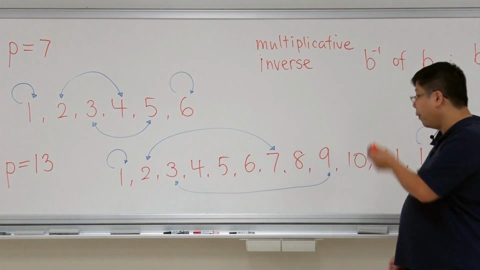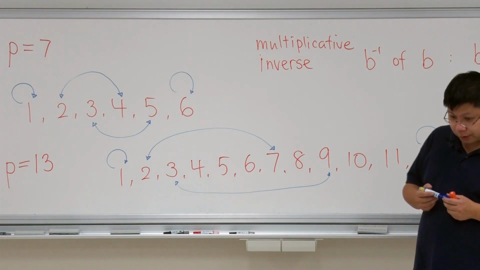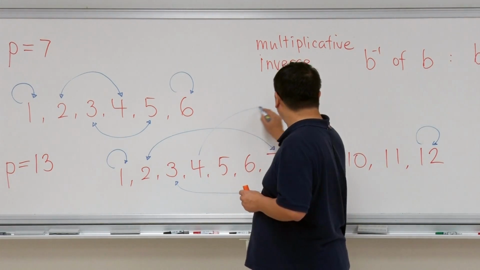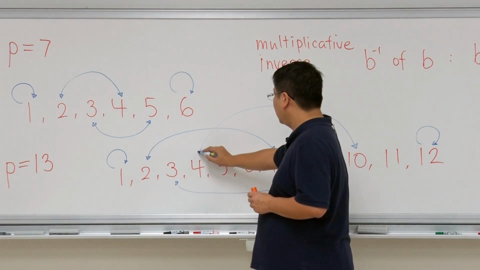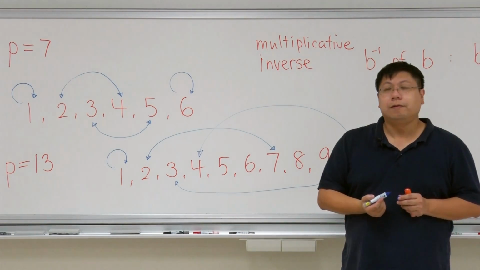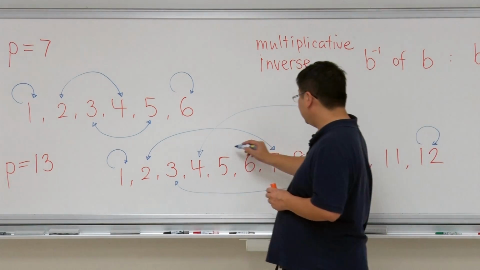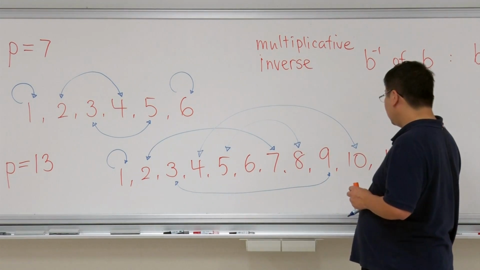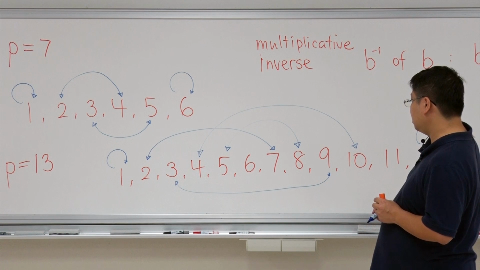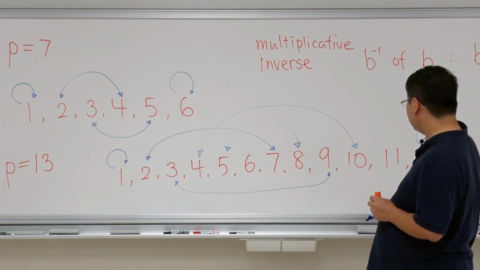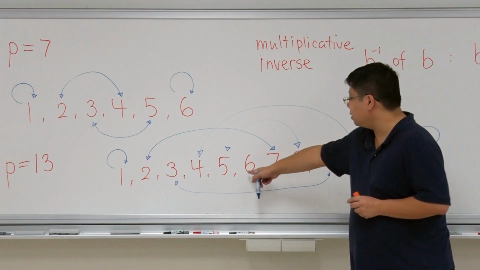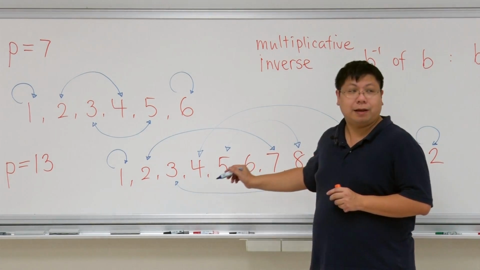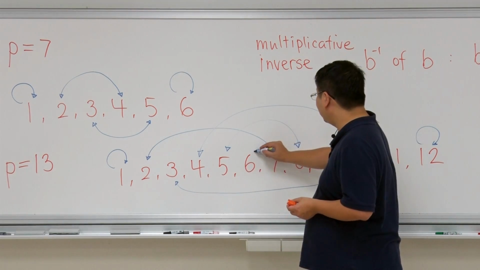Okay. How about 4? 4 and 10. Is that okay? 5 and 8. Then only 6 and 11 left. So 6 must be mapped to 11, right? 6 times 11 is 66. And then, okay, they form a pair.